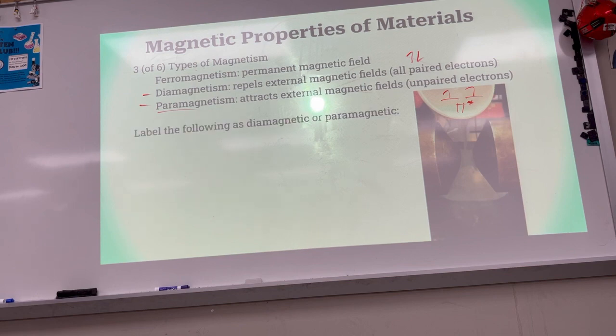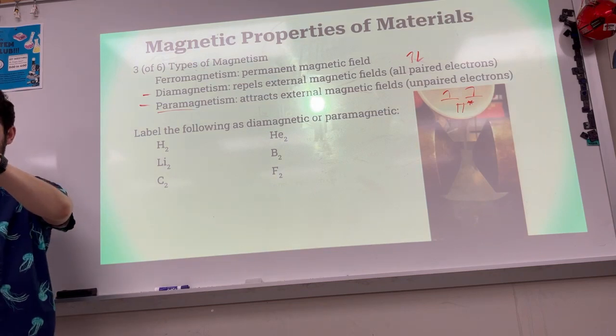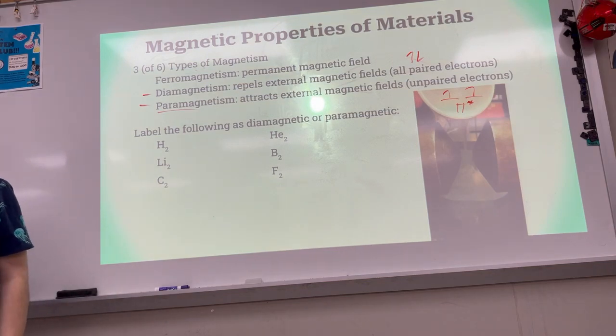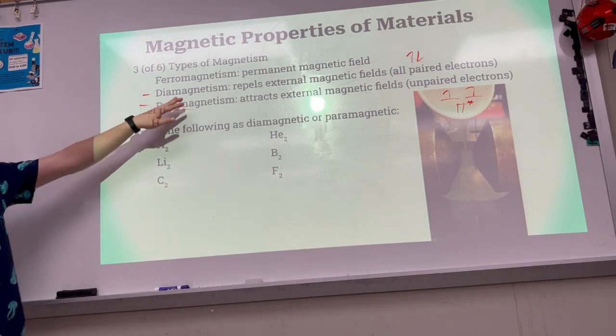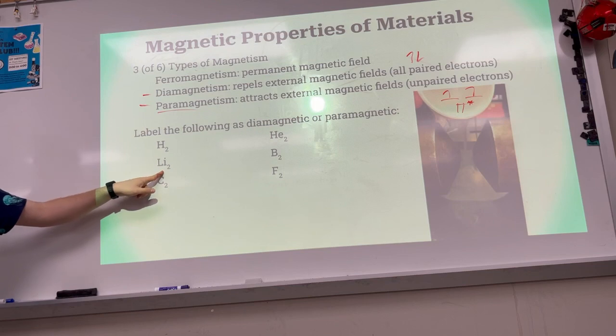So let's classify these and then call it a day. Look at the diagram from your notes. Do they all have up-down pairs, or are there unpaired electrons? Will the test question be stating the definition of both of them and labeling them, or just straight up labeling them? I'm going to skip the definitions on the test, and I'm just going to ask you to categorize it.